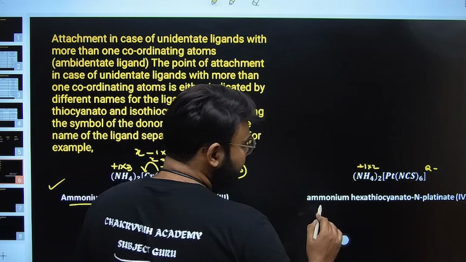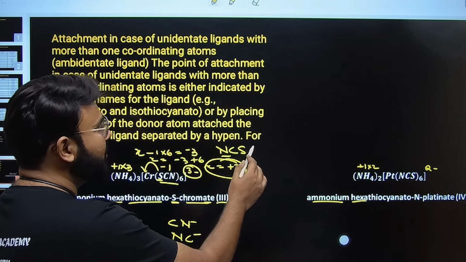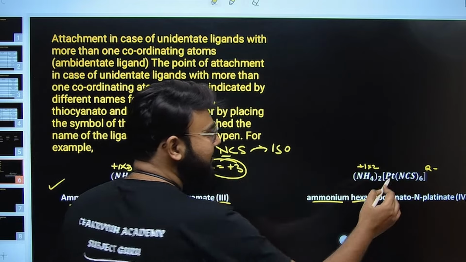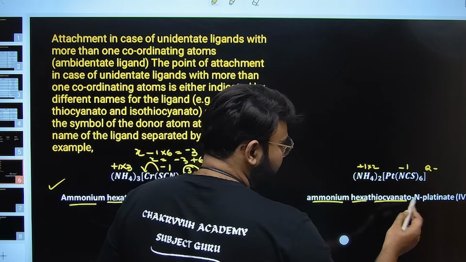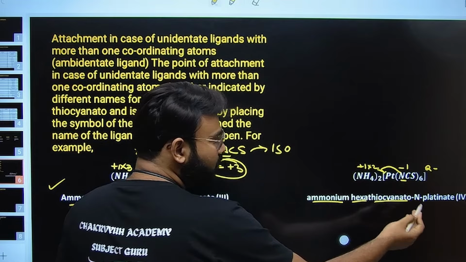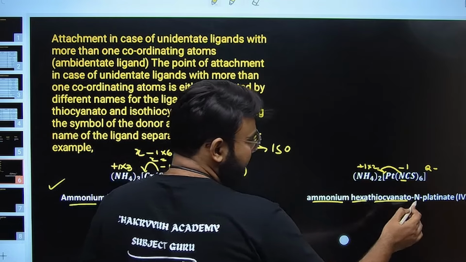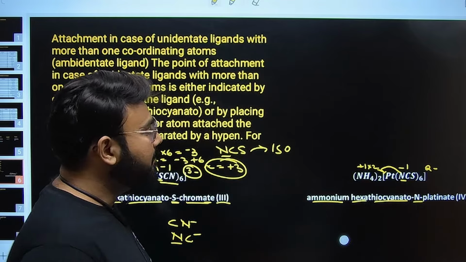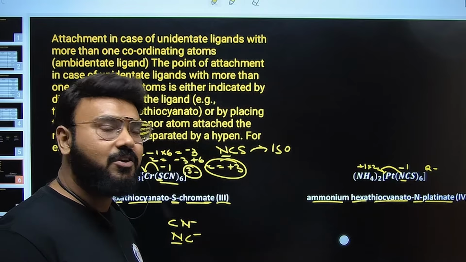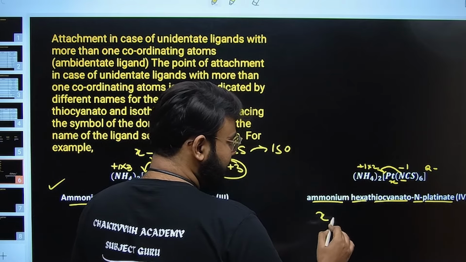Okay. Name of the cation first, so ammonium. 6 is there, so hexa, and because NCS, it will be isothiocyanato. Because it's a negative ligand, it's ending with the O. Then you can see nitrogen is the donor center to platinum. So in case of ambidentate ligand, we use the donor center name, the first alphabet, that is N. Because it's a negative complex, platinum will become platinate. And now let's calculate the oxidation number. What is the oxidation number of platinum? So this will be X minus 6.